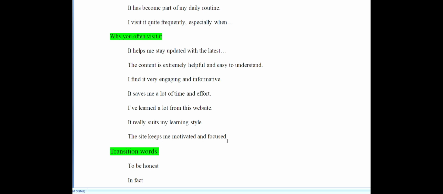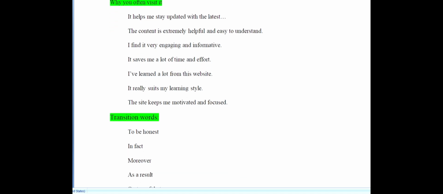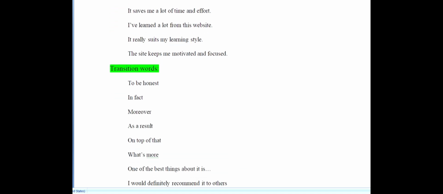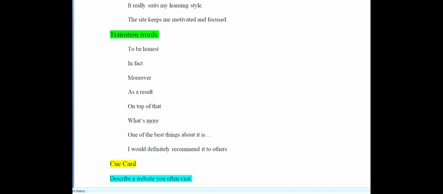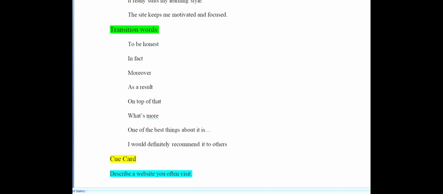Now, when you're speaking, apart from the phrases, you need to have a set of connecting words, so the transition words. So here is the list again, which I read out. To be honest, in fact, moreover, as a result, on top of that, what's more, one of the best things about it is, I would definitely recommend it to others.